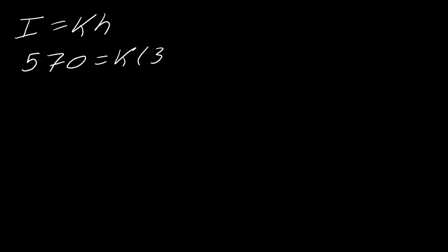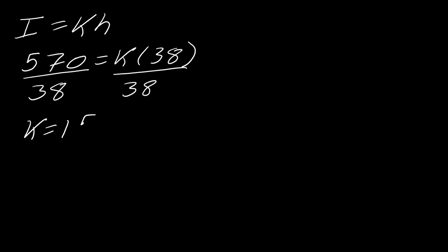So if I set this up using those letters I just outlined, I get income varies directly with the amount of hours she works. So there's my setup. It says last week she earned, so that's income, $570 for working 38 hours. So there's plugging in that information. So if I solve for K, I get K equals 15.